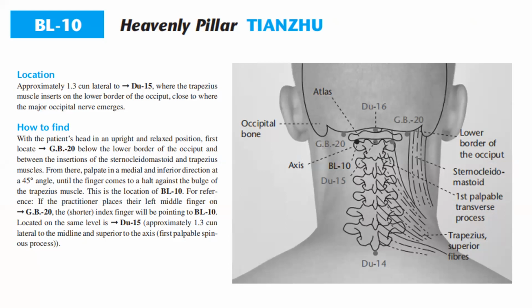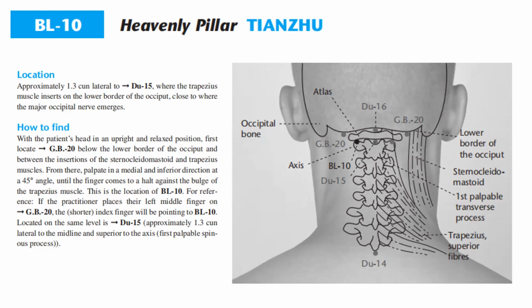How to find? With the patient's head in an upright and relaxed position, first locate GB20 below the lower border of the occiput and between the insertions of the sternocleidomastoid and trapezius muscles. From there, palpate in the medial and inferior direction at a 45 degrees angle until the finger comes to a halt against the bulge of the trapezius muscle. This is the location of bladder 10.